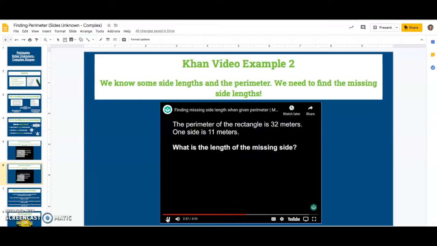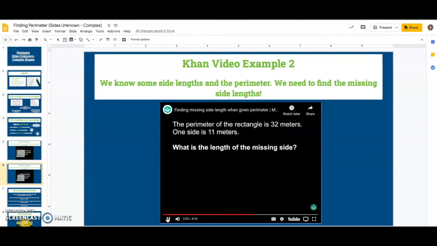Okay, let's look at one more. This time it says that the perimeter of a rectangle is 32 meters and one side is 11 meters. What is the length of the missing side? So again, we have a missing side.